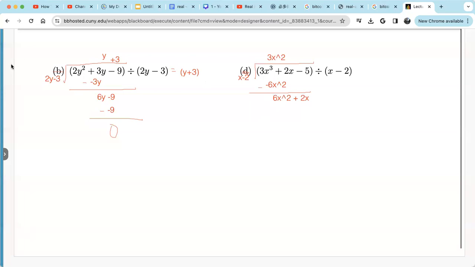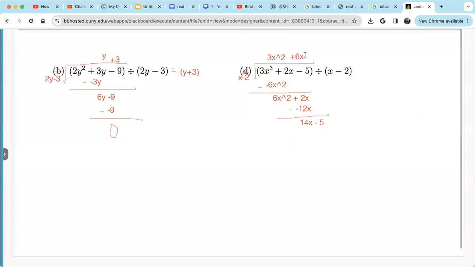6x squared divided by x, 6x. So let's add 6x in the quotient. Then 6x times -2, -12x. Then each step we do subtraction. 2x subtract -12x becomes 2x plus 12x, which gives us 14x. Now pull the next one down, -5.